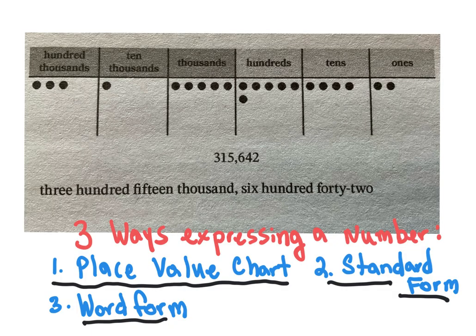Now, there are 3 ways of expressing a number. You have the place value chart, which is right here with these place value discs inside. That shows us numbers. We have 2 ones, 4 tens. Or standard form. This is how we usually write out our numbers. And then the third way is the word form, where we write out every single digit. So today, we're going to be focusing on the place value chart, standard form, and word form.